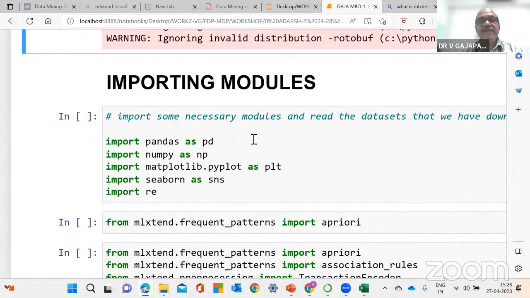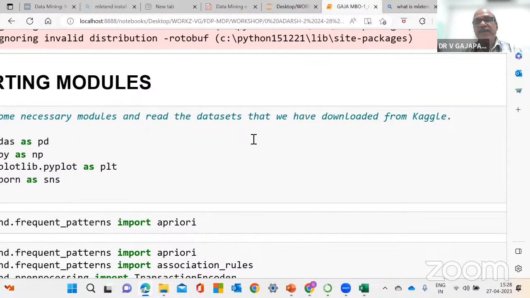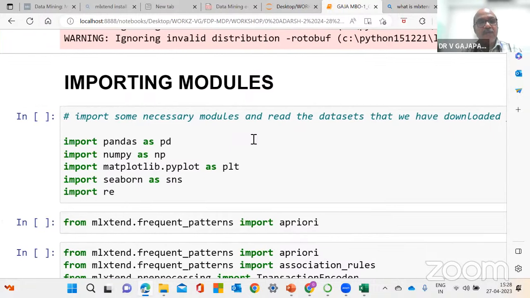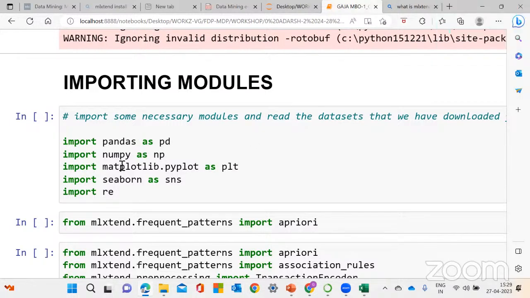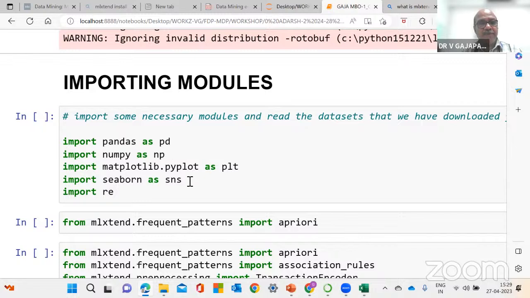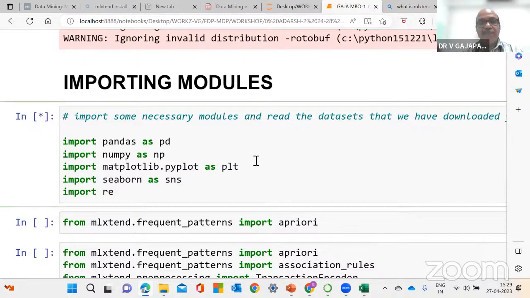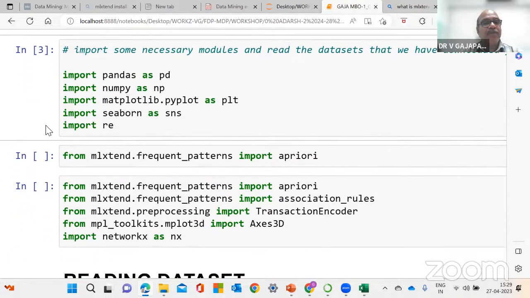Now import some necessary modules and read the data sets that we have downloaded from Kaggle. I have taken one data set. The data set name is grocery data set. That is different, downloaded from Kaggle. You can also do it, but I will be giving the data set as well as this coding file also, no problem. You see these: import pandas, NumPy, Matplotlib, Seaborn, re. These are all the usual packages we are downloading. I'm executing this also. Executed. It is working now. It is also ready now.